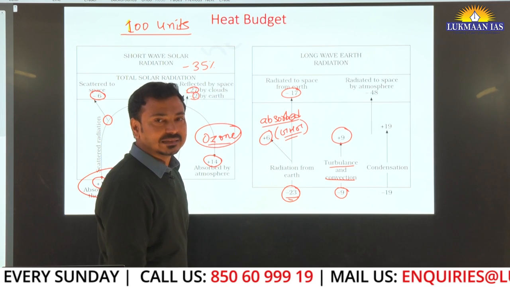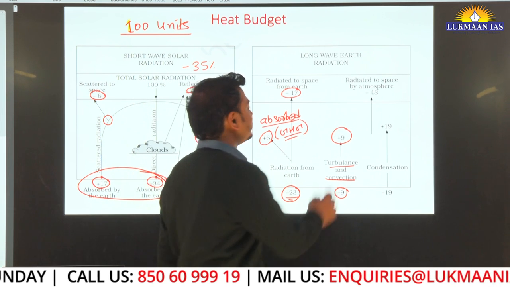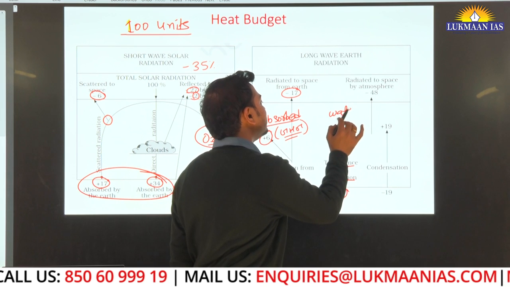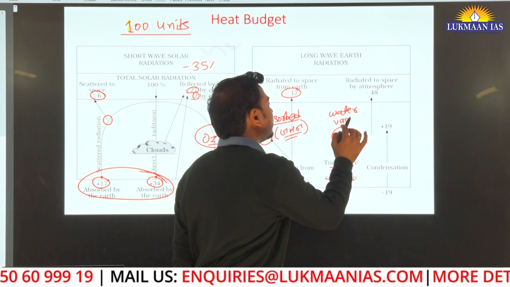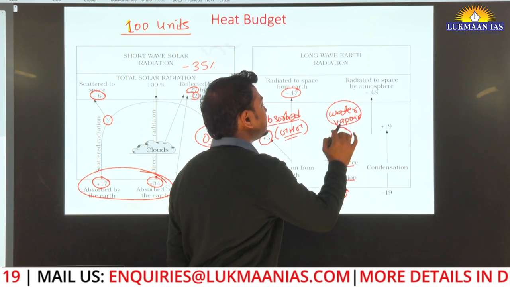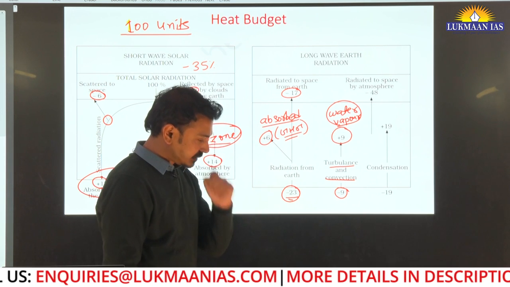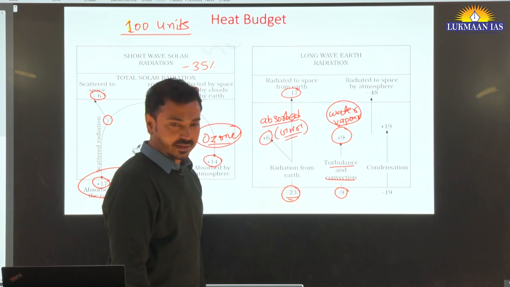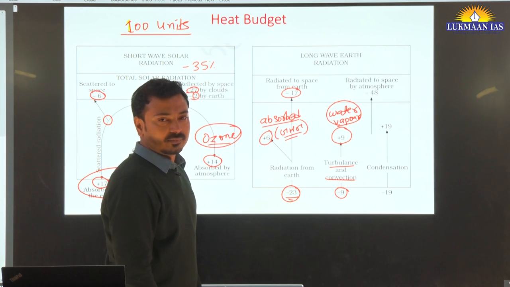Understood? Largely it is because of what? Water vapor, convection and all these things. And along with that, the other gases, which are not greenhouse gases, we can say. Turbulence is caused by this.